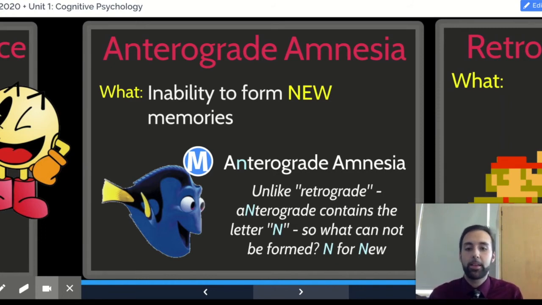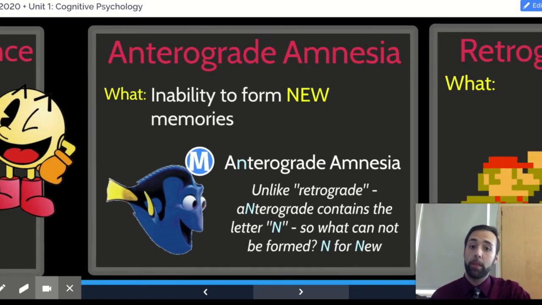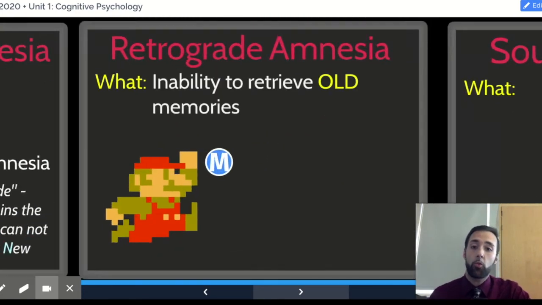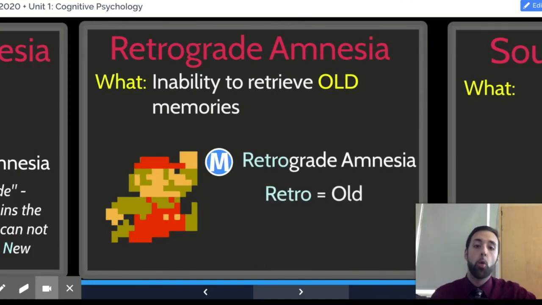Dory from Finding Nemo and the movie 50 First Dates are both representations of anterograde amnesia. Neither of them really do it properly, but nevertheless, if you are familiar with those movies, they do in some capacity illustrate no new memories. If anterograde amnesia is no new memories, retrograde amnesia is the opposite, no old memories.